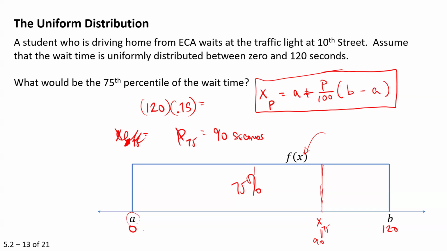So let me label this as X sub 75 here. So what would be the 80th percentile? How do I find that out? 0 plus 80% as a decimal, 0.80, times 120 minus 0. A lot of zeros in there. Makes it a lot easier here. So 4 times 24 is 96. Is that right? Yeah, that's right.